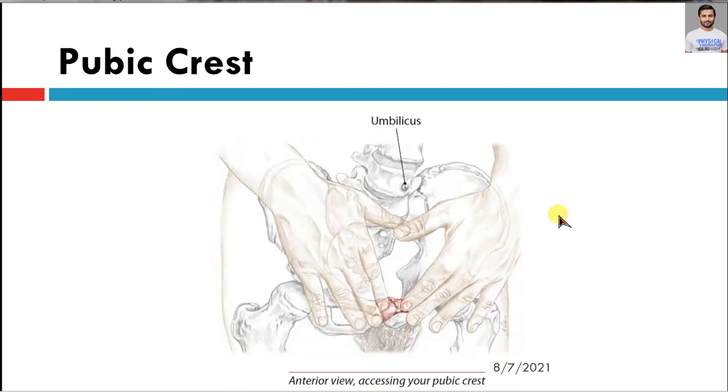Pubic crest: if you place your hands obliquely in the inguinal region, then in the midline you will find this pubic crest. This is, again I must repeat, at least 4 to 5 centimeters superior to the genitals.